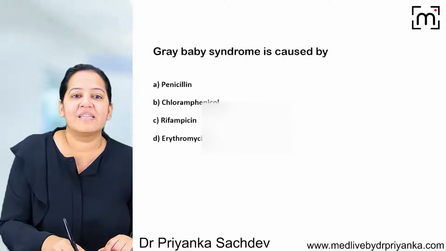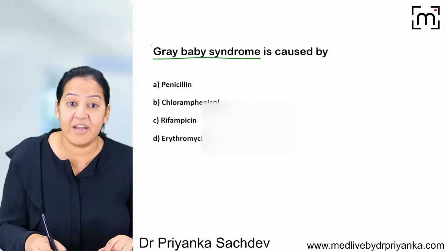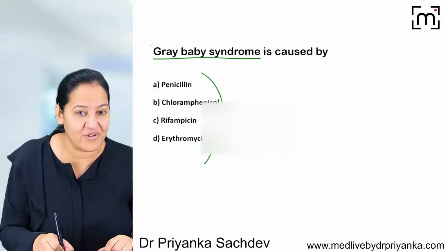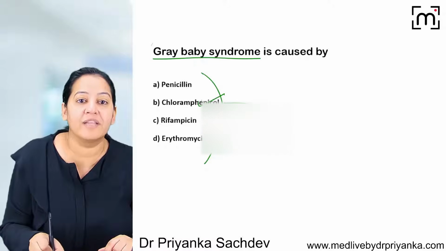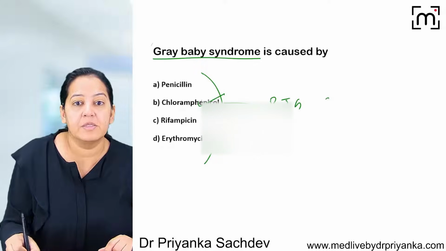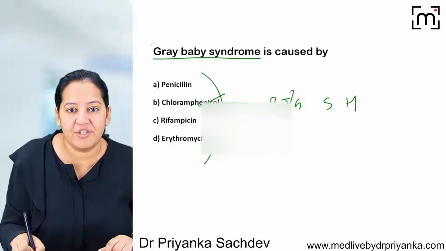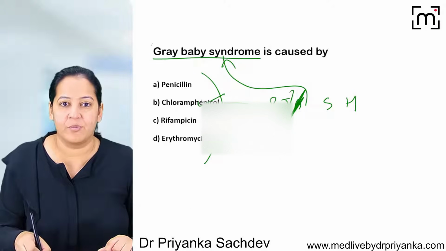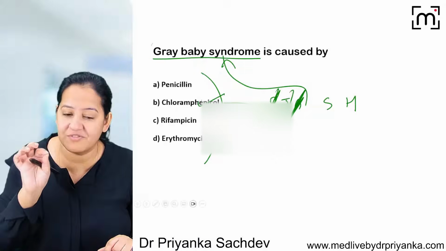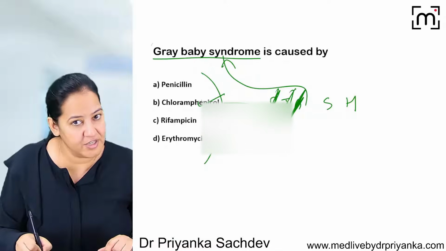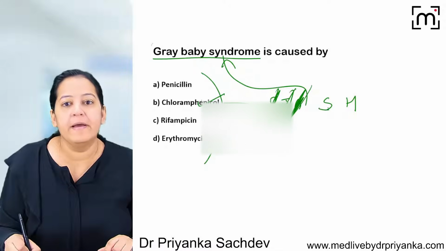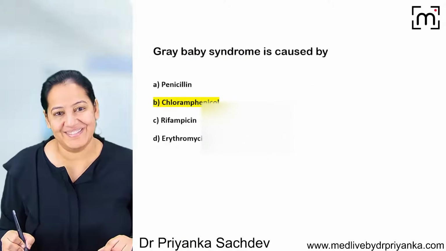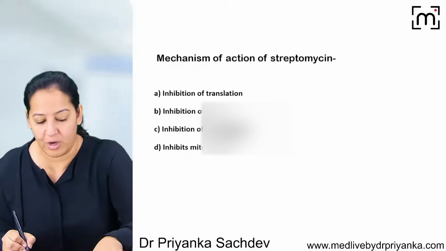Please learn. The next is gray baby syndrome. Gray baby syndrome is caused by which drug? So it is the side effect of which drug? It is a side effect of chloramphenicol. The mnemonic I told you is big super hyper. G stands for gray baby syndrome. B is bone marrow toxicity, the most fatal side effect. I is irritative. G is gray baby syndrome. S is super infection. H is hypersensitivity. So the answer is chloramphenicol. Got it? The correct answer is chloramphenicol.